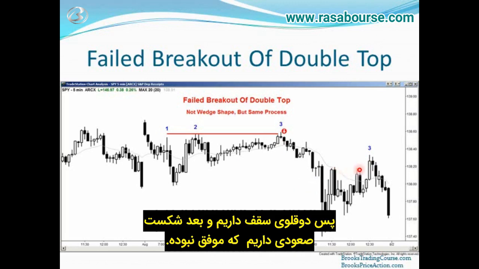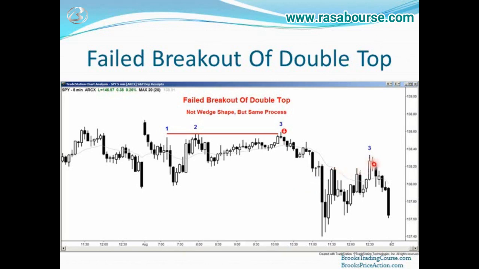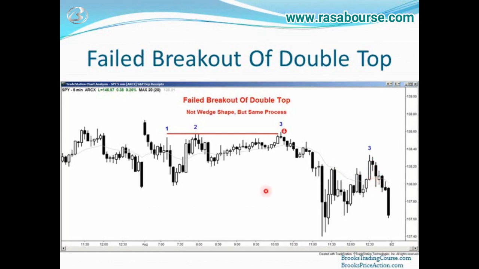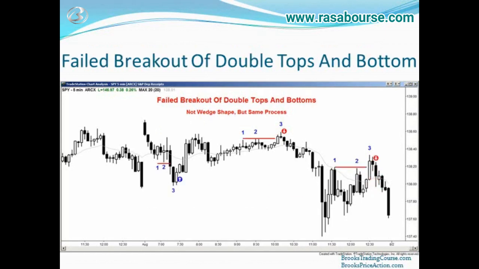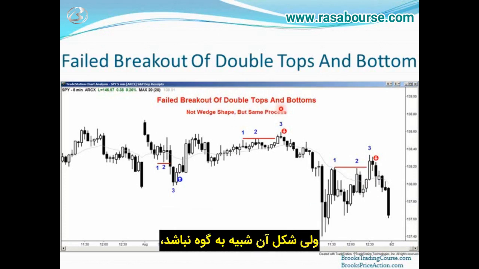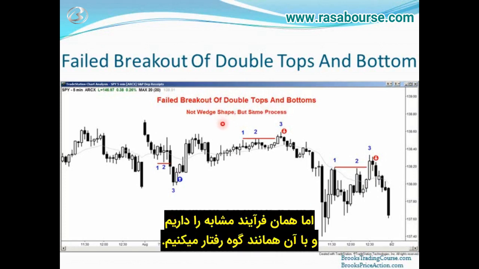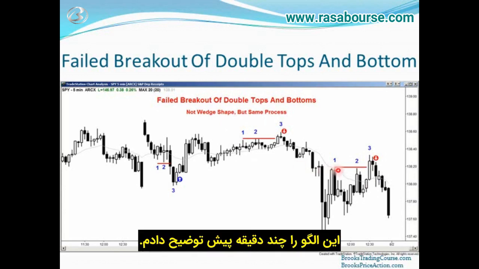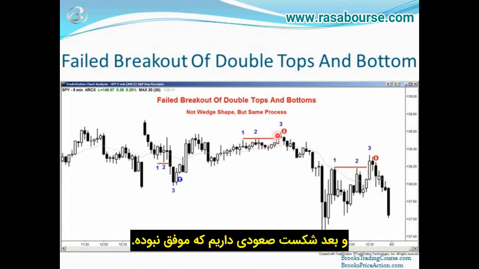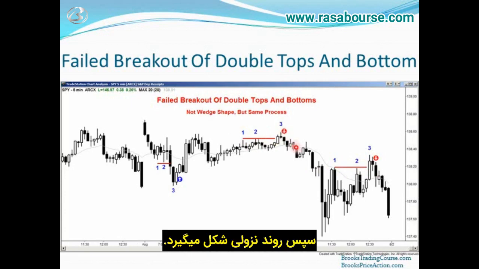So we have a double top, a bull breakout that failed. It's the same process as a wedge, and it's a reasonable short. Again, failed breakouts of double tops and bottoms. Not a wedge shape, but the same process, and you treat it the same. I talked about this one a moment ago. Here's another one, a double top, a bull breakout, a failed breakout bar, and a trend down.